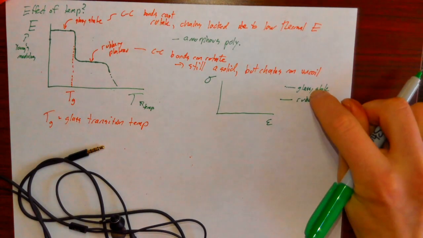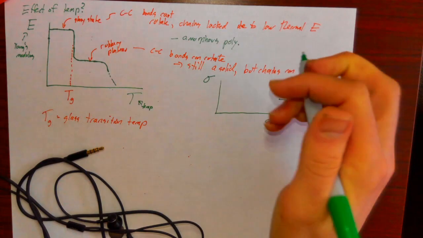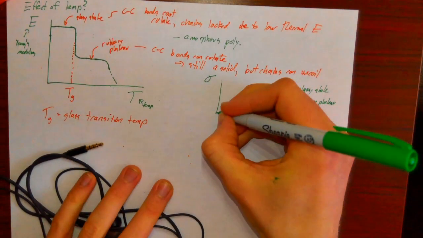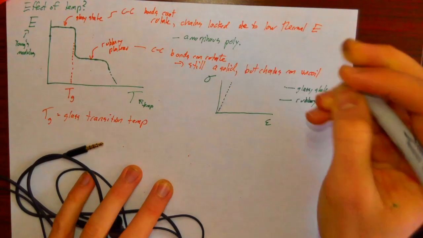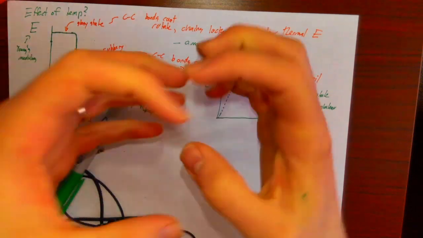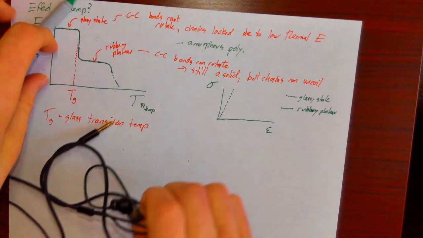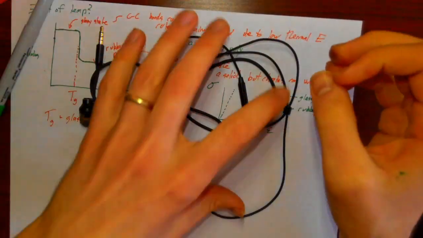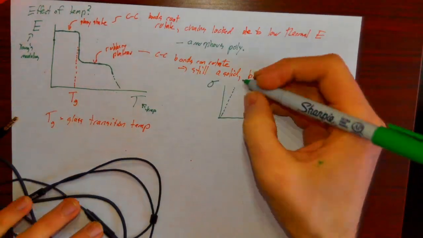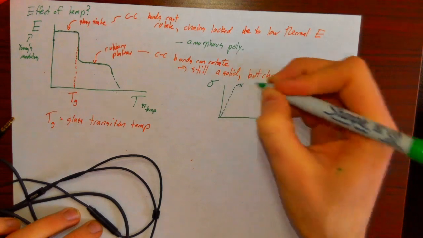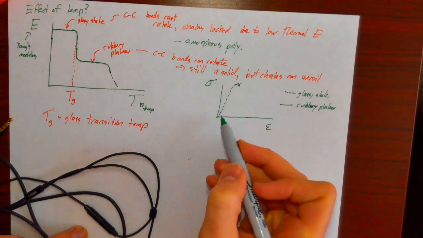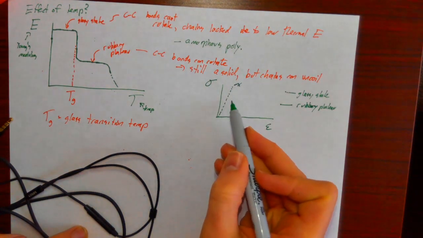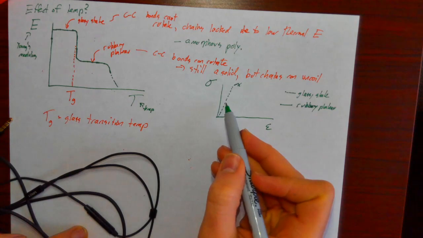Well, in the glassy state, high stiffness, right? So we anticipate the slope being very high. But if these chains are all locked together, once I start pulling these chains apart, they're just going to snap rather than be able to slide past one another. If the chains snap rather than sliding past one another, I have almost no ductility. So I have a very high stiffness, very high slope here, but almost no ductility.